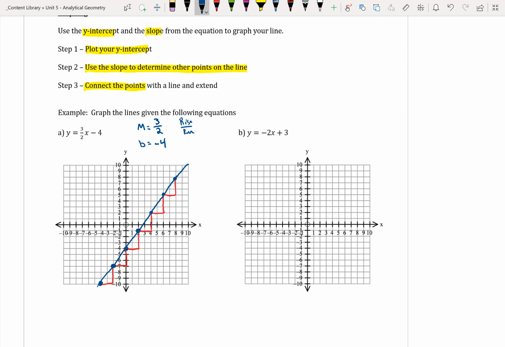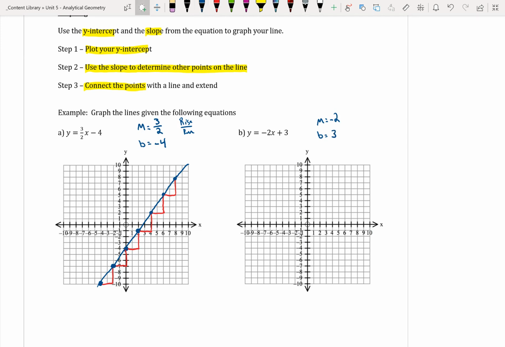For example B, same idea. I want to find my slope and my y-intercept. My slope, or m value, or multiplier, is negative 2. It's the one that's being multiplied by the x. And then b, or my y-intercept, is the leftover value, or the constant, which is 3.